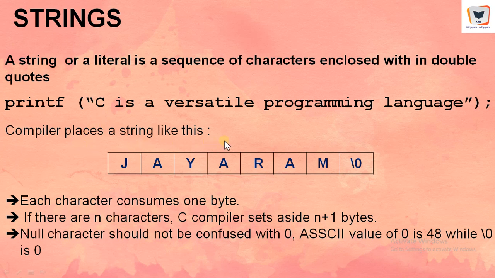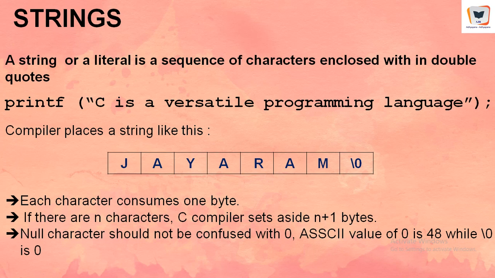The compiler places a string like this in memory. A string constant like this will be arranged like this. My name is arranged like this, Jayaram. Each and every cell consumes 1 byte. Therefore, one character consumes 1 byte, and my name will cost 1, 2, 3, 4, 5, 6, 7 bytes plus 1 byte in order to place the null character.